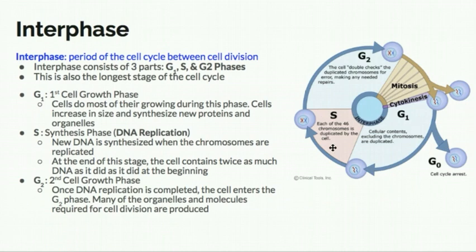The S phase is also known as DNA replication, and we're going to cover that in a lot of detail next lesson. But new DNA is synthesized when the chromosomes are replicated, and at the end of this stage, the cell contains twice as much DNA as it did in the beginning. The last part of interphase is the G2 phase, also known as the second cell growth phase. Once DNA replication is completed, the cell enters the G2 phase, and many of the organelles and molecules required for cell division are produced. So again, all three stages together, G1, S, and G2, are known as interphase.